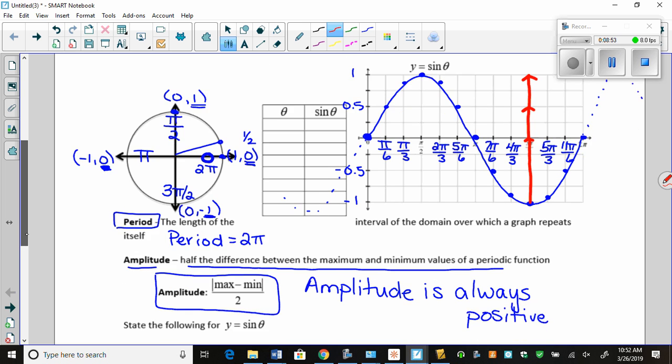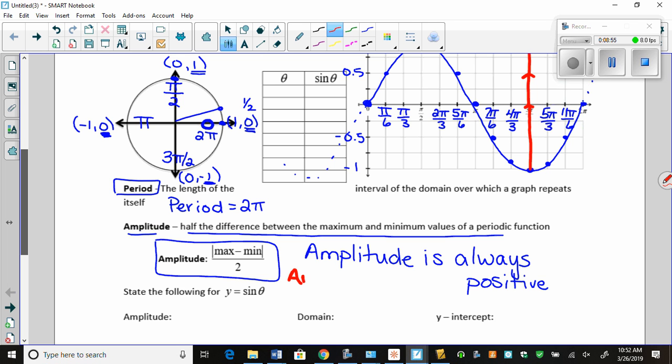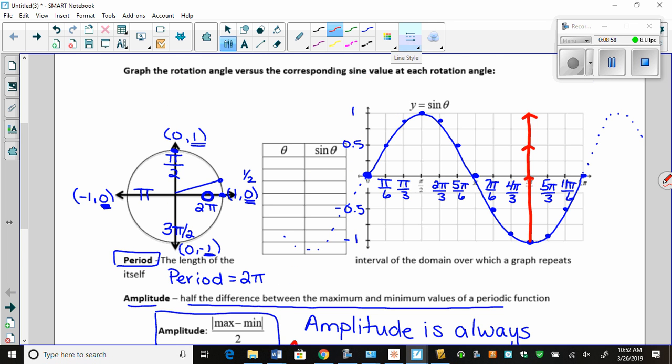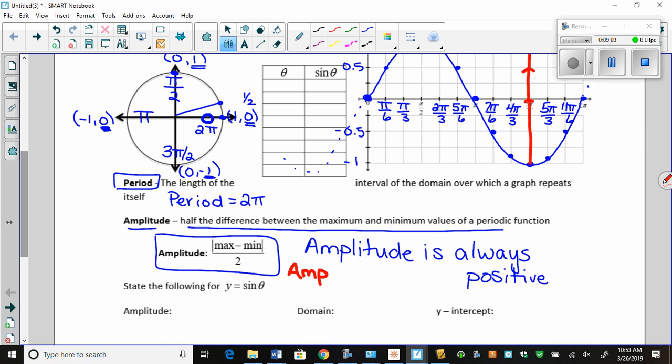Or you could use this lovely formula and go amplitude equals the absolute value of the max, which is 1, minus the min, which is negative 1, divided by 2, which is the absolute value of 2 divided by 2. Absolute value is positive because distance from 0, 2 divided by 2, and it's 1. So you can use the formula and do it, or you can say, hey, count from min to max, divide by 2, because amplitude is just half the distance. So if I count it up, it took me 2 to get from the bottom to the top, so the amplitude's 1, half that distance.